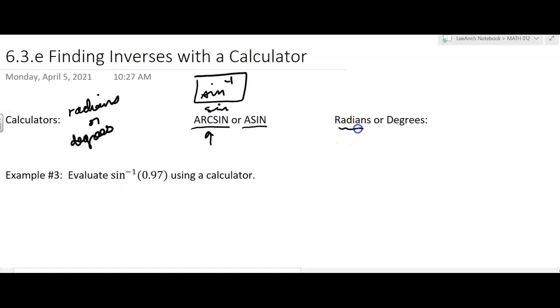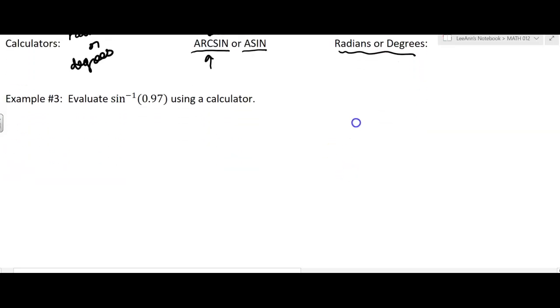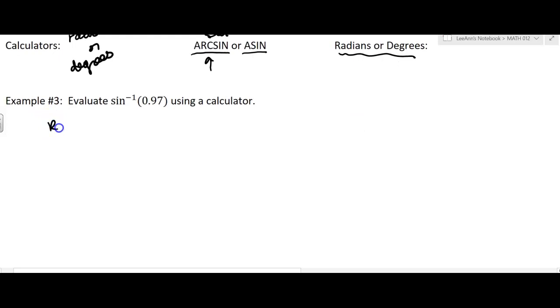Anyway, and again, you want to remember, do I want it in degrees or do I want it in radians? But we're just going to do this example in both. So first let's do it in radians. So check to make sure your calculator's in radians. And then on my calculator, I have to use my second button. Second, and then I hit the sine inverse, which is above the sine button. It opens a parenthesis, okay?